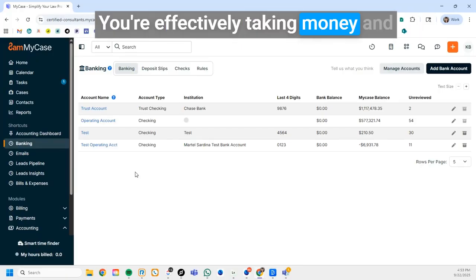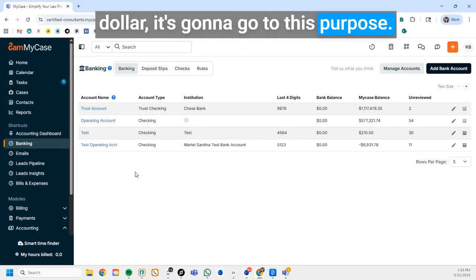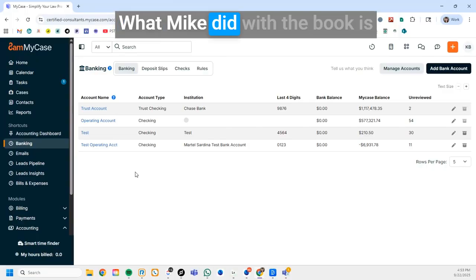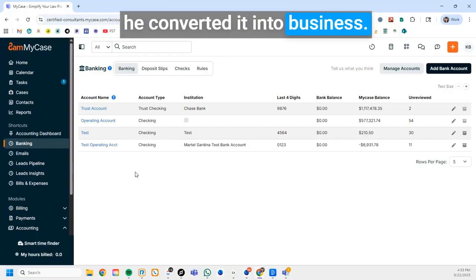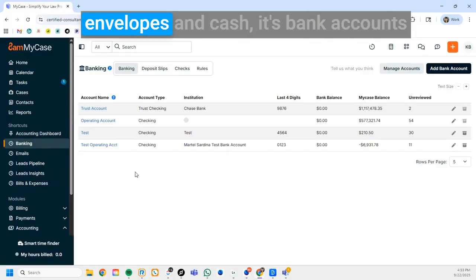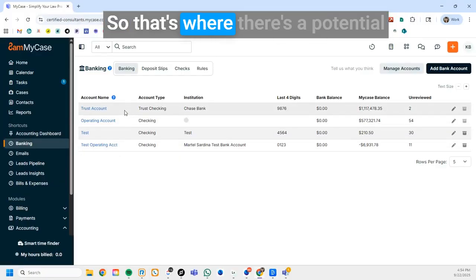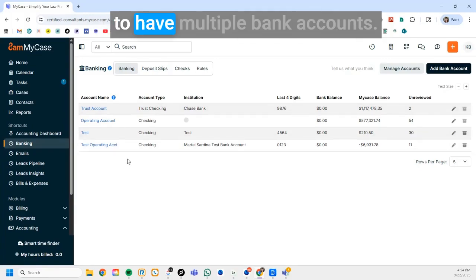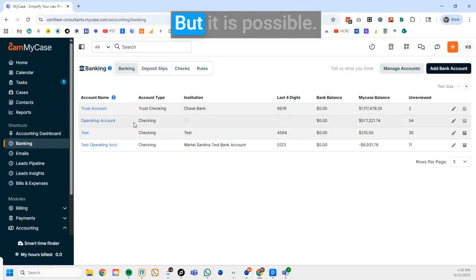You're effectively taking money and saying, no, I'm assigning this dollar, it's going to go to this purpose. What Mike did with the book is he converted it into business terms. And instead of having real envelopes and cash, it's bank accounts, because that's what we deal with. So that's where there's a potential to have multiple bank accounts, but it is possible.